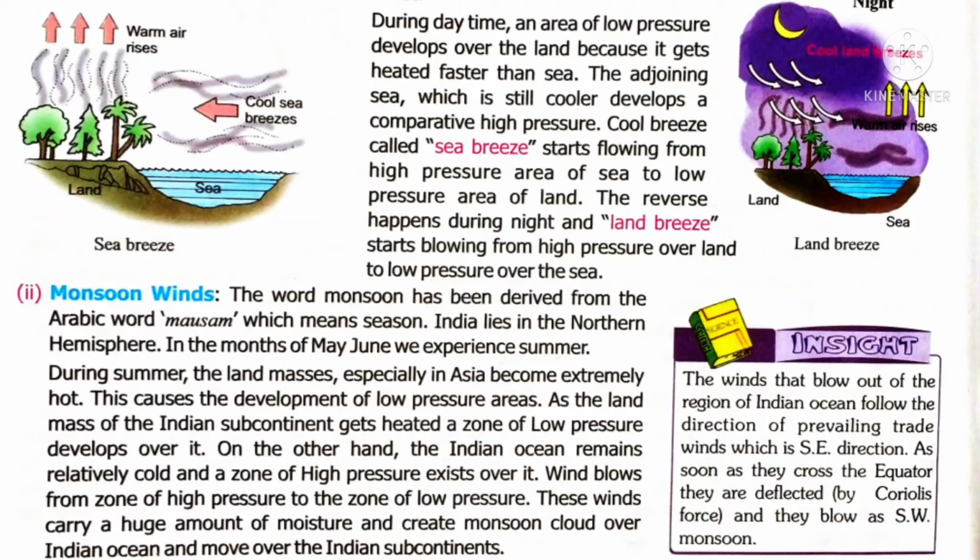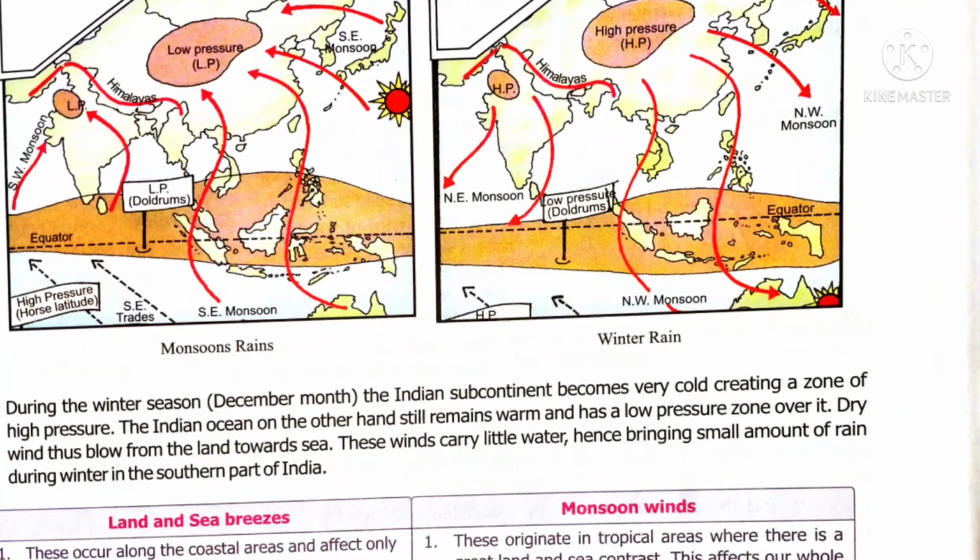Only one thing you have to remember: cool air always has high pressure, whereas warm air has low pressure. Remember this: cool air, high pressure. Cool air possesses high pressure. The same principle is going to apply to monsoon wind. In summer, the land mass of Asia gets hot because it is extreme summer. So what happens? It creates a low pressure area.